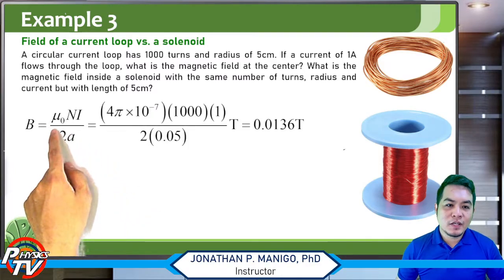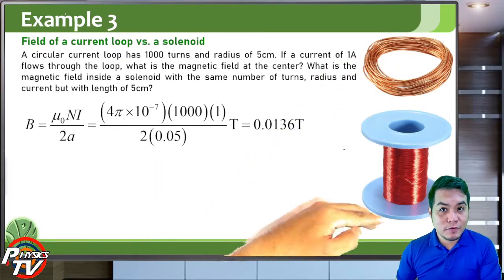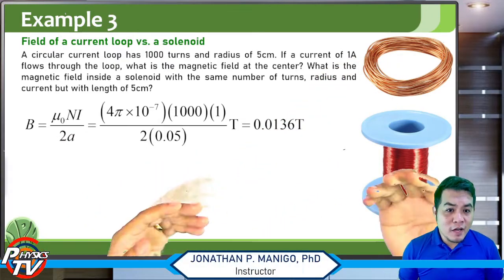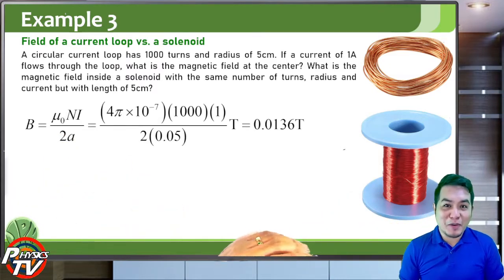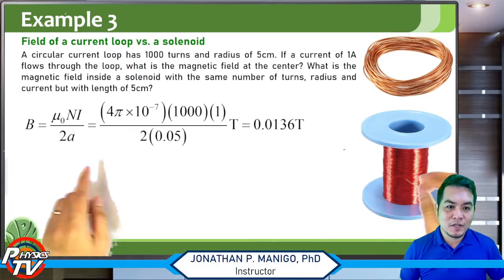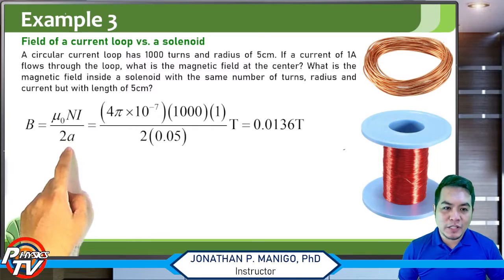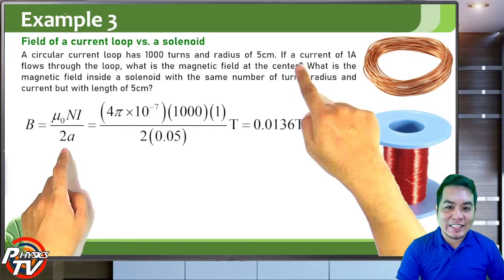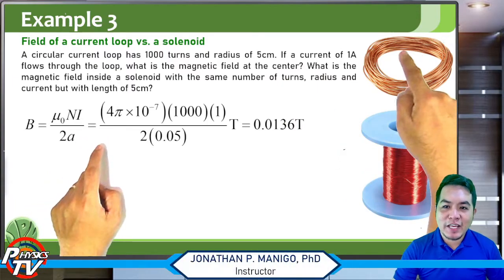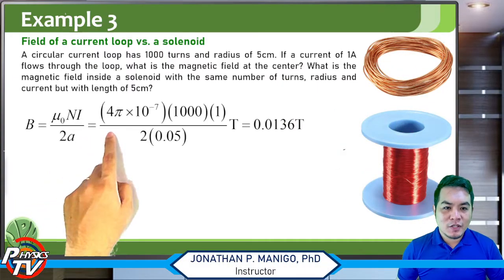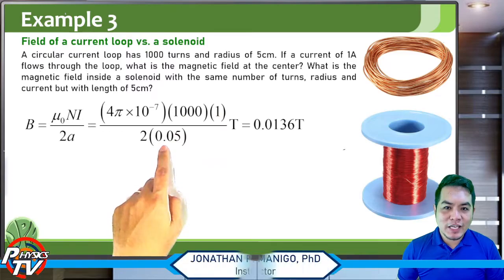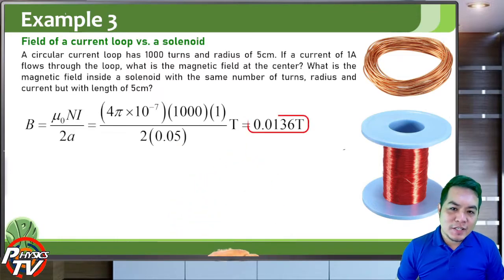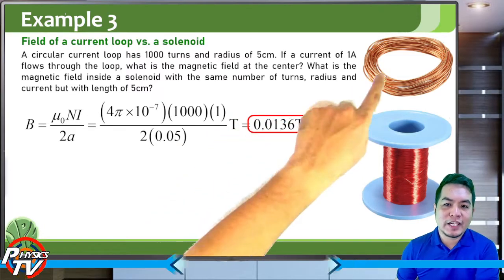So for the first problem, they both have different formulas for magnetic field. And again, their magnetic field formulas came from the law of Biot-Savart. That's our mother equation, the Biot-Savart equation. So for a current loop, it's mu naught Ni over 2A. This is the field at the center. Take note, this is only at the center of the loop, not on any point, but at the center of the loop. So substitute mu naught. The number of turns is 1,000. Current is 1 ampere. The radius is 5 centimeter. Convert that to meters, 0.05. The final unit is Tesla. So you will get 0.136 Tesla. So that is for the current loop.